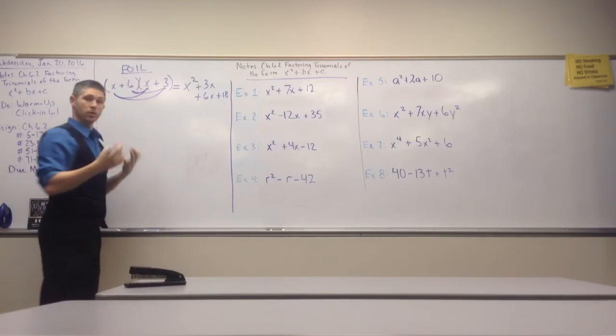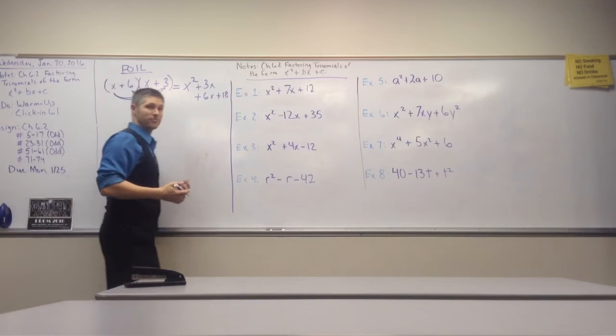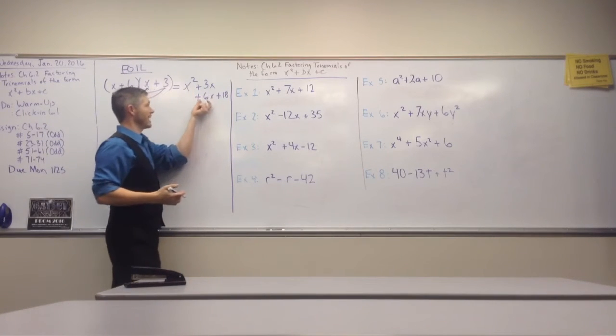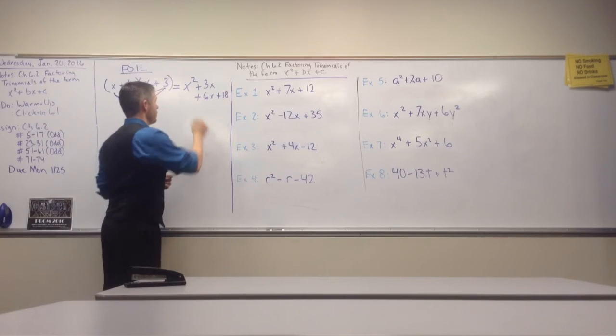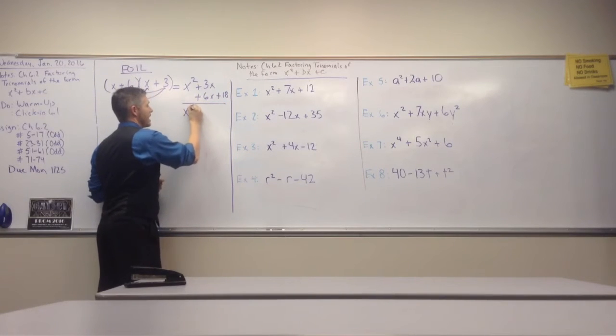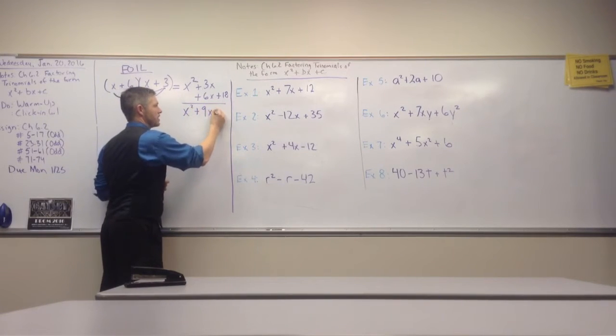Now we know we don't stop there. You actually have to add the middle two terms because they have the same variable. So I should end up with x squared plus 9x plus 18.